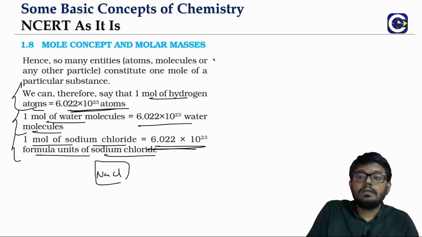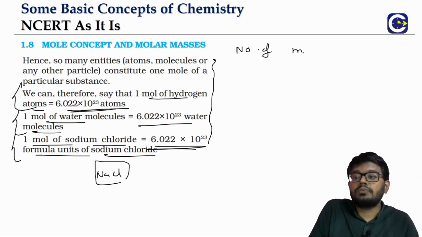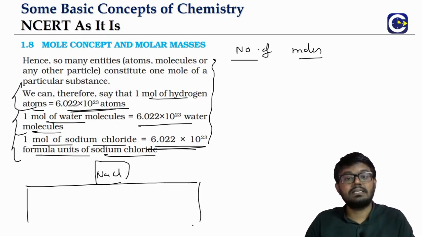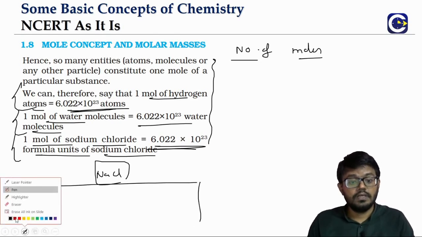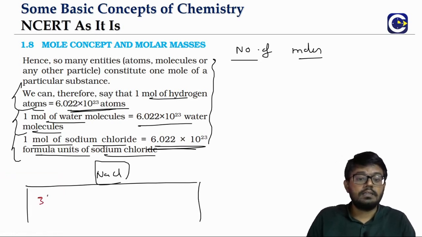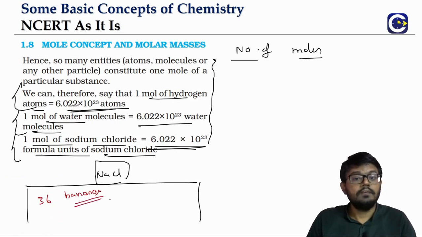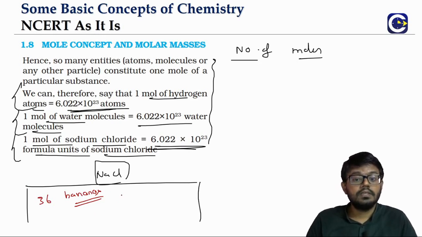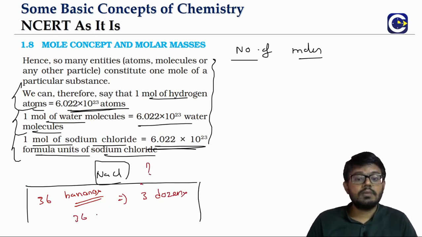Here we can talk about the idea of the number of moles. Say for example, we already talked about what a dozen is. A dozen is 12. Say I have 36 bananas. If I ask you the number of dozens, you will quickly tell me it is 3 dozens. How do you get this number 3? The number of bananas, 36, divided by a dozen, 12.